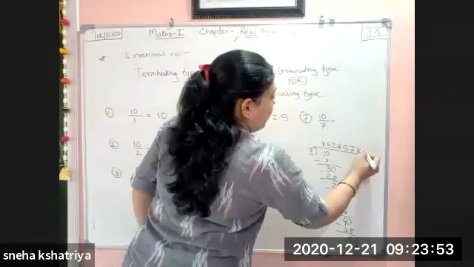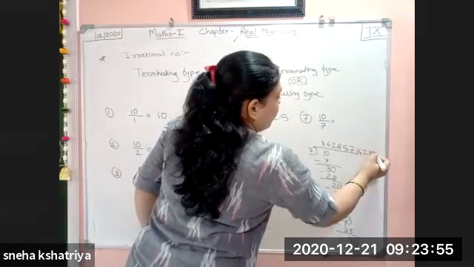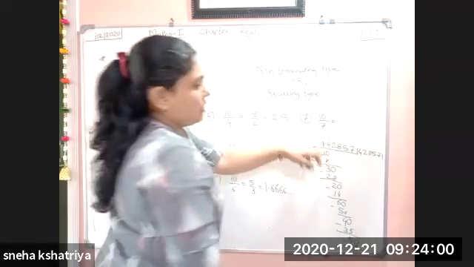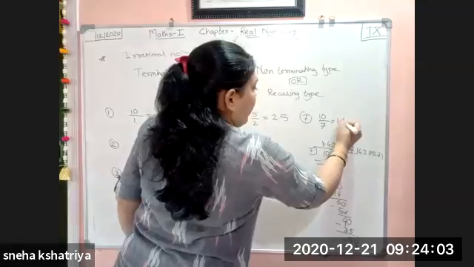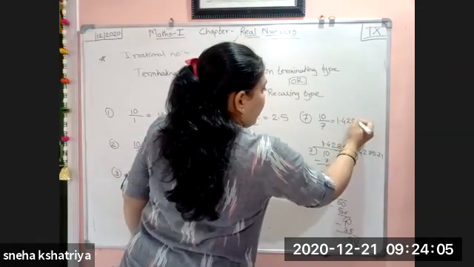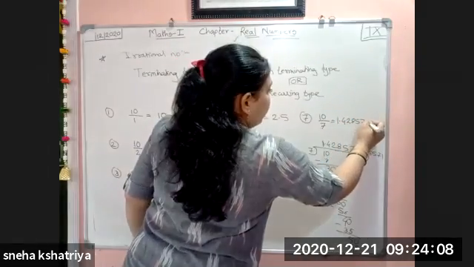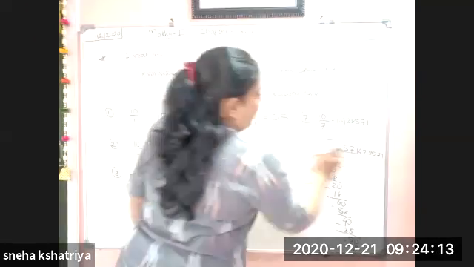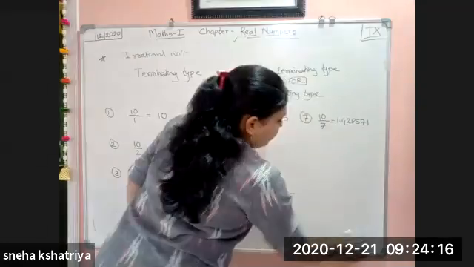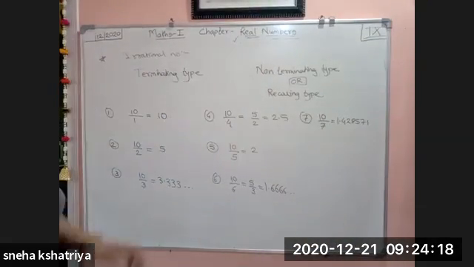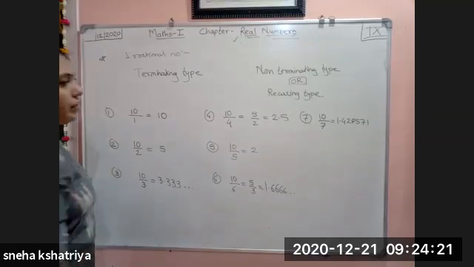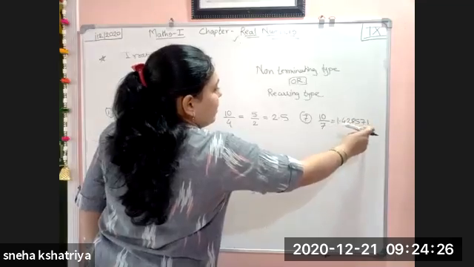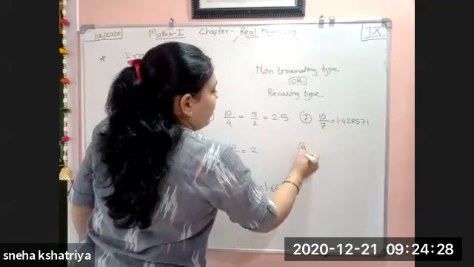1, then 4, 2, 8, 5, 7, again 1. So your 10 upon 7 is 1.428571. This much number we will write down here. This is the division of 10 divided by 7. If you want to do it in your notebook, you can do it afterwards also. So 10 upon 7 is equal to 1.428571.